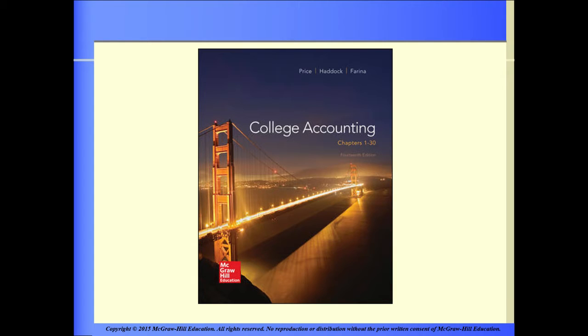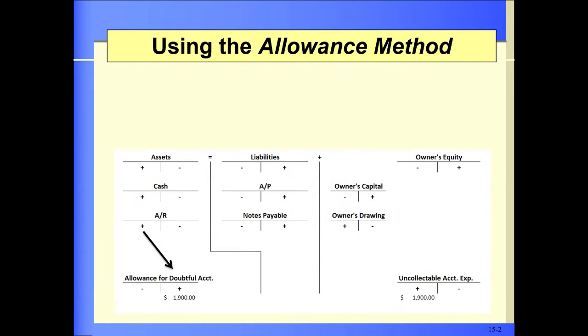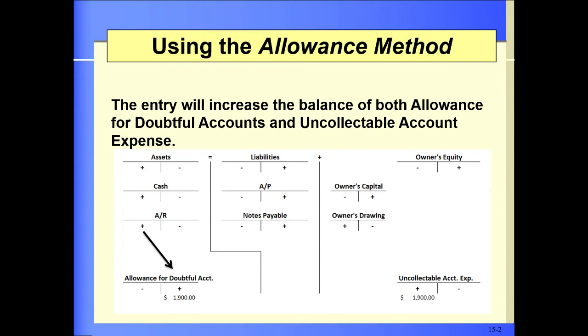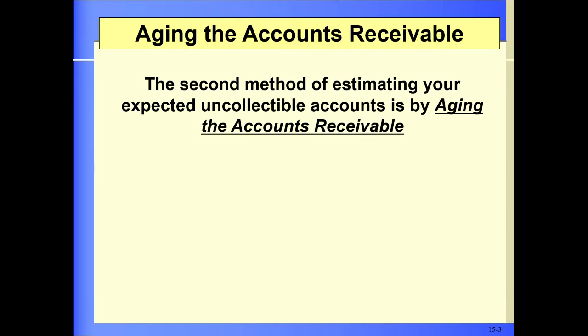In this video we're going to be revisiting the use of the allowance method for estimating the bad debt expense for a business. In the prior video we looked at the percentage of AR method. In this video we're going to be looking at two additional methods. The first method we're going to look at is the aging of accounts receivable.